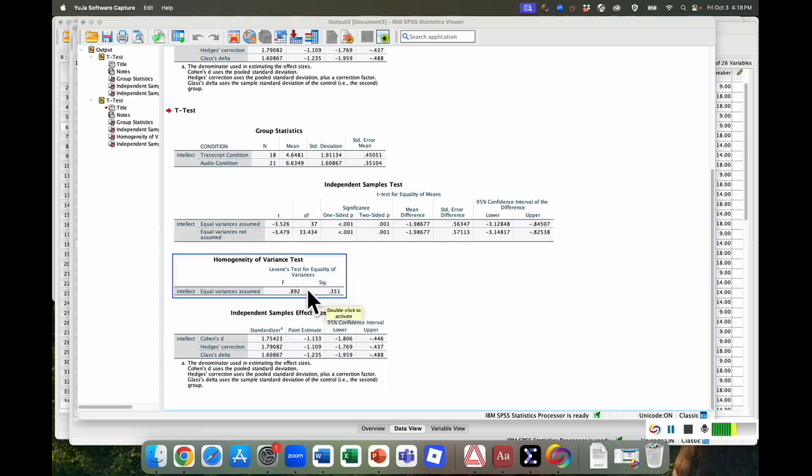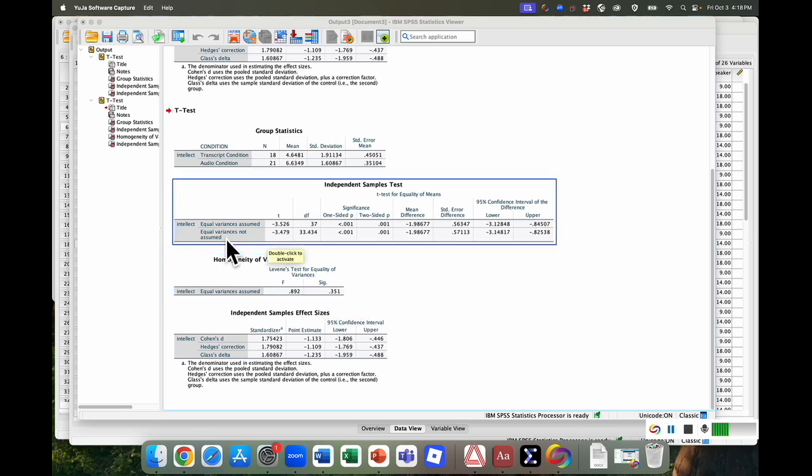If Levene's test were significant below the 0.05 mark, then we would not assume equal variances and report the statistics in the second row. Now you can see that in both circumstances, they're statistically significantly different. It's a pretty robust effect. But you can tell that the t-value is slightly lower, and that's because more degrees of freedom are needed in order to calculate the t-value when the equal variances are not assumed.